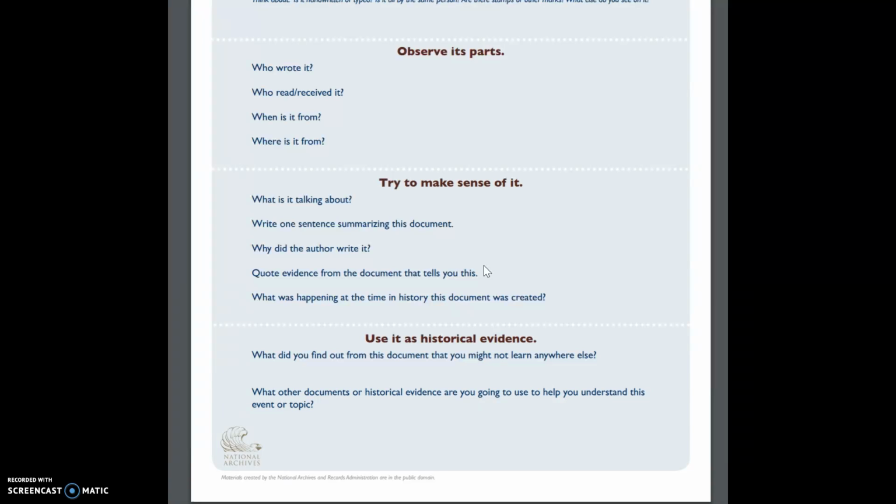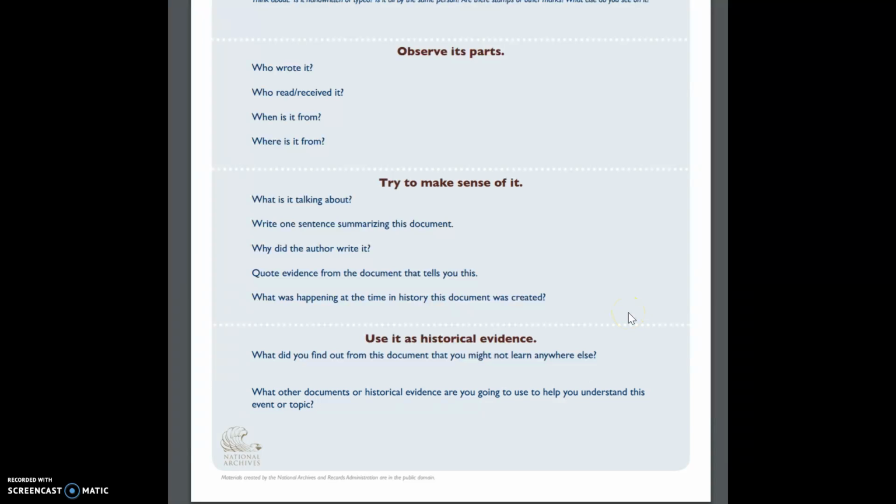And then you want to think about what was happening at this time period in history that you're learning about, that this document was created for. And finally, you want to use this document as evidence of history. So think about, what did you learn from this document that you might not learn anywhere else?